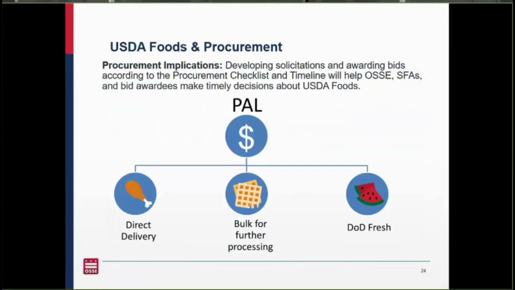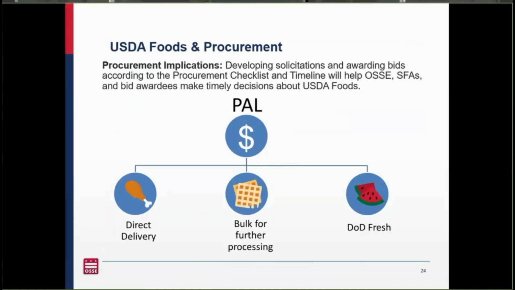So hopefully you all remember our friend PAL from previous trainings. For those of you who have not yet had the pleasure, PAL stands for Planned Assistance Level. And this is the funding that you can use for USDA foods. And because PAL is money, PAL is definitely our friend.